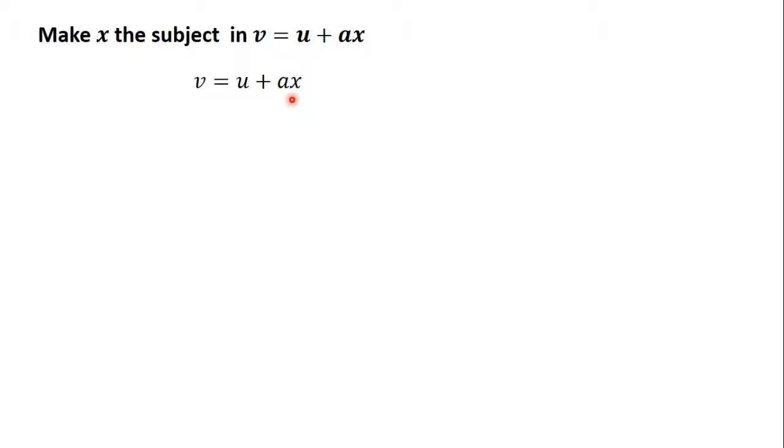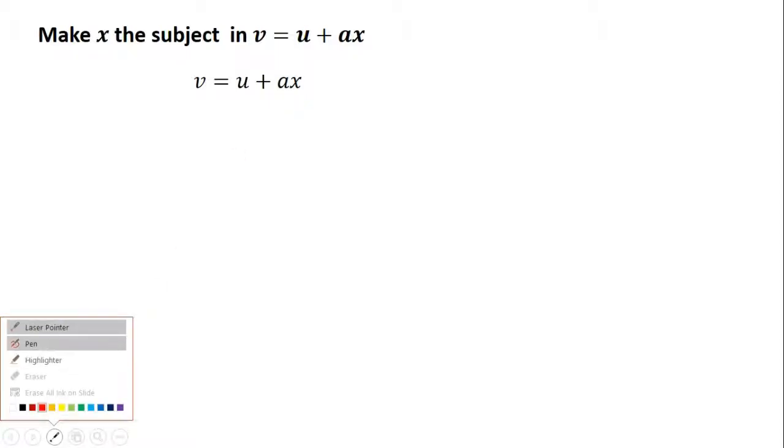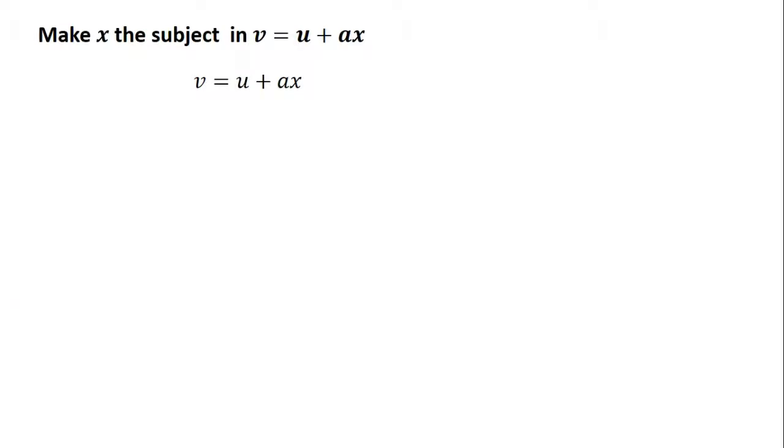Now this is what we mean. We explained in the video on introduction to algebraic expressions that terms in an equation are separated by either addition or subtraction. So in this equation, because v stands alone, it is one term. U also stands alone, it is one term. Now a and x are together, they also stand alone, so it's also one term. So u and ax are separated by addition, so u is one term and ax is another term. So we now know what a term is.